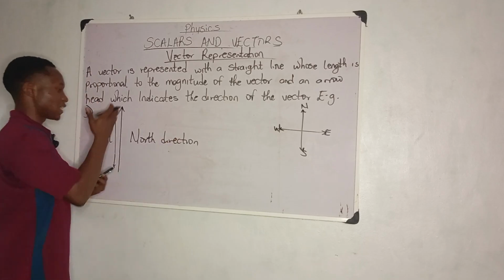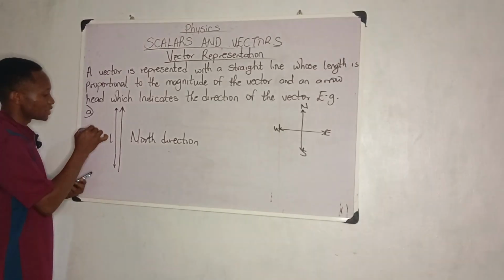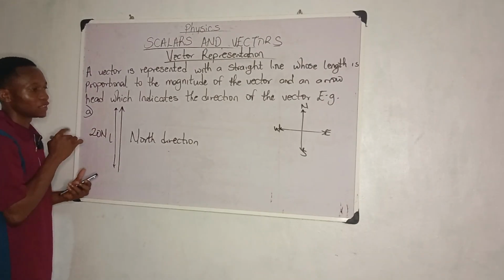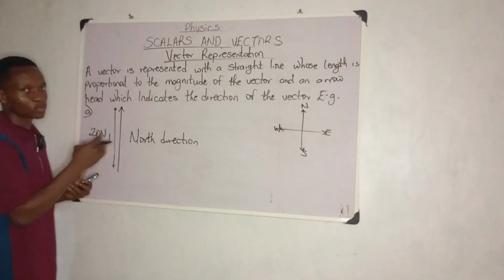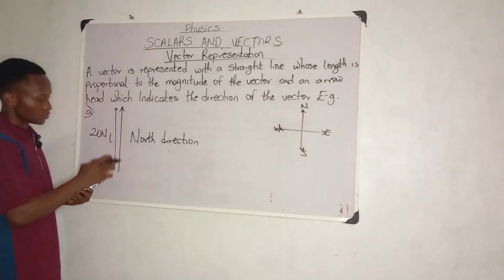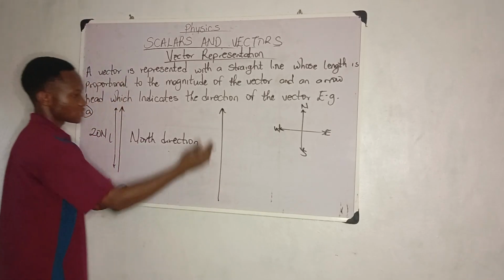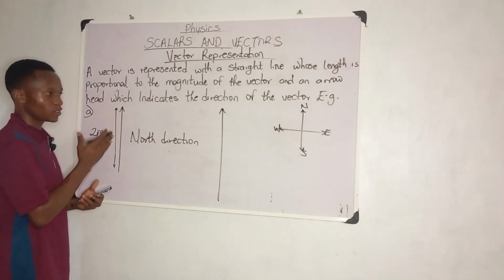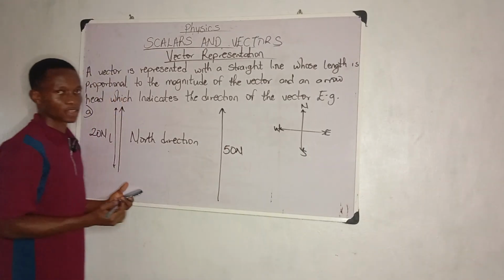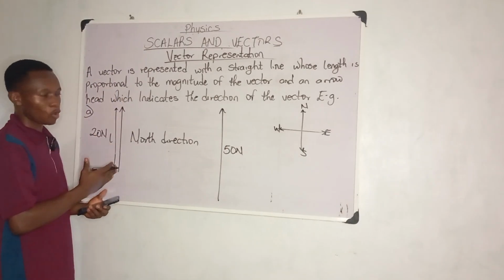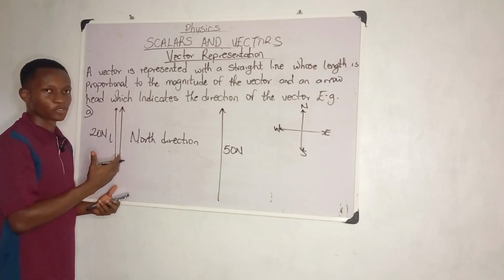Now you can have a magnitude for this, and maybe you will be writing 20 Newton. Let's assume something, because they said it's proportional to the magnitude of the vector. If this can be called 20 Newton, are you aware that from here to here is longer than this? I can't call it 20 Newton again. Maybe I can put 50 Newton here. Why? Because it's bigger. So the bigger your magnitude is, the longer the length of your vector.